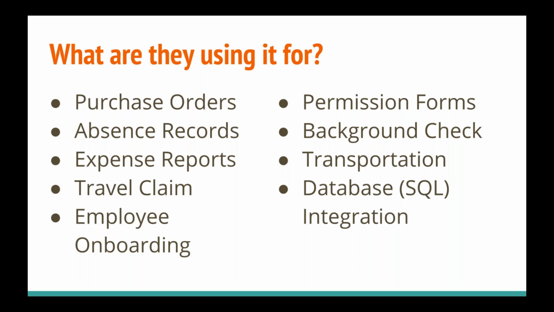Also in schools and university settings, there are permission forms, background checks. A permission form is a situation where you need to get a parent or guardian's signature in order to go on a field trip or print the student's profile in the yearbook or whatever the case may be. Transportation is another example.